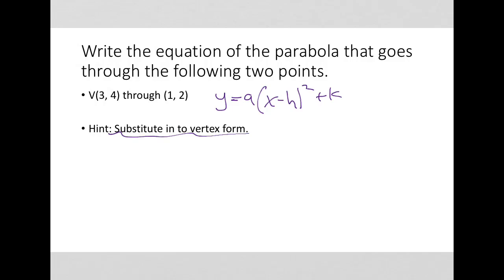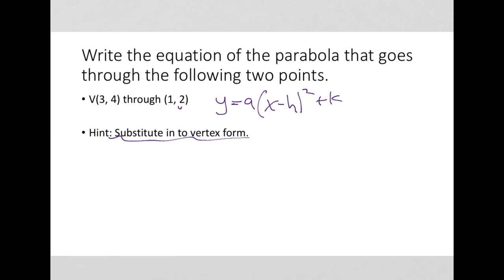Again, y is going to be the y value of that point, x is going to be the x value of that point, h is the x value of your vertex, and k is the y value of your vertex. So y, which is 2, equals a, I don't know what a is, that's what I'm trying to find, times the quantity x, which is 1, minus h, which is 3, squared, plus our k value, which is 4.